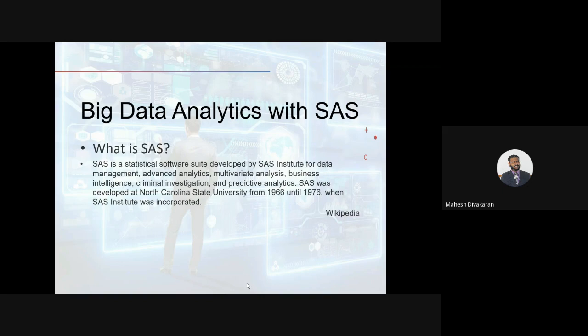Now, big data analytics with SAS. So what is SAS? From Wikipedia, SAS is a statistical software suite developed by SAS Institute for data management, advanced analytics, multivariate analytics, business intelligence, crime investigation, and predictive analytics. It was developed from 1966 to 1976. After that, SAS Institute was incorporated, and they are now dealing with SAS.